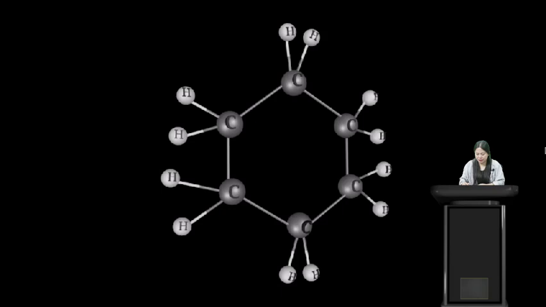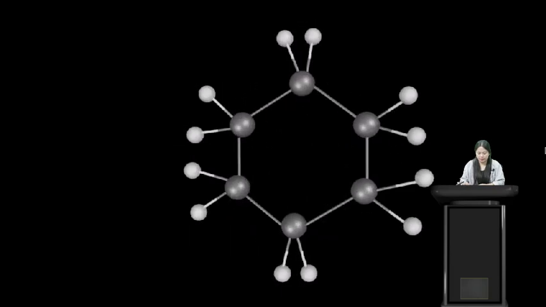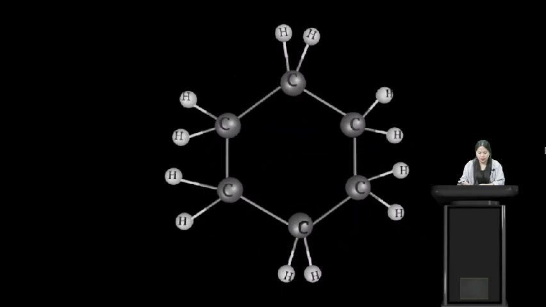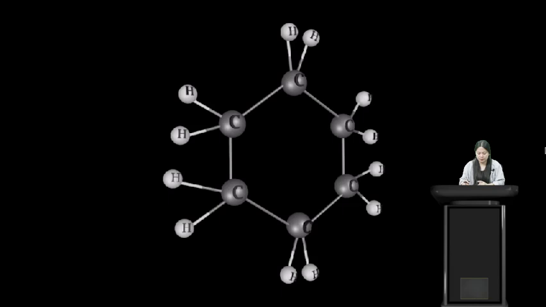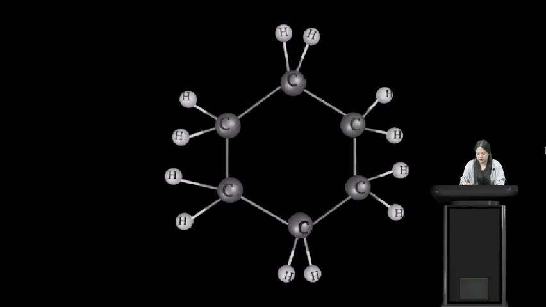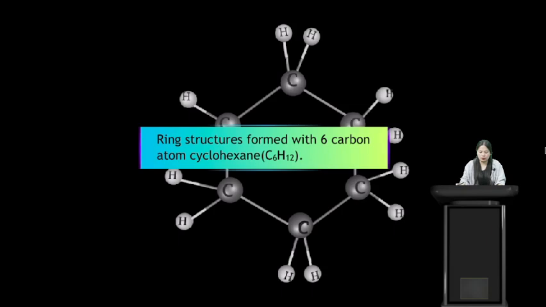Now we have a ring structure here. Yes, students, we have a ring structure. We have 6 carbon atoms and 12 hydrogen atoms. So a ring structure formed by 6 carbon atoms is called cyclohexane.